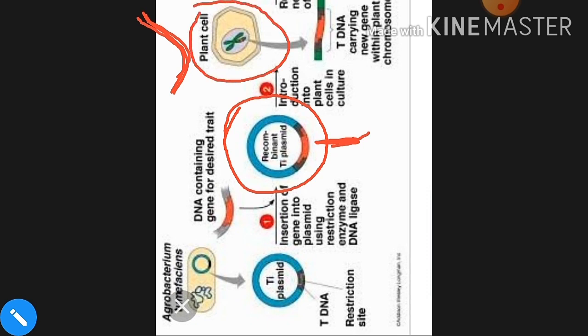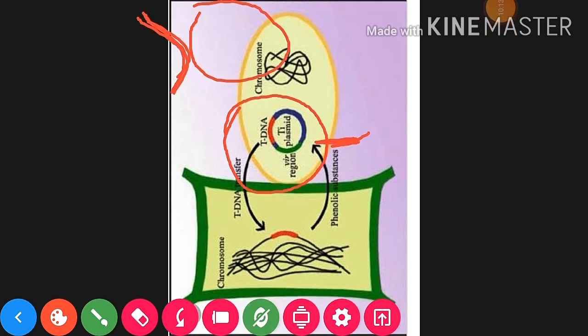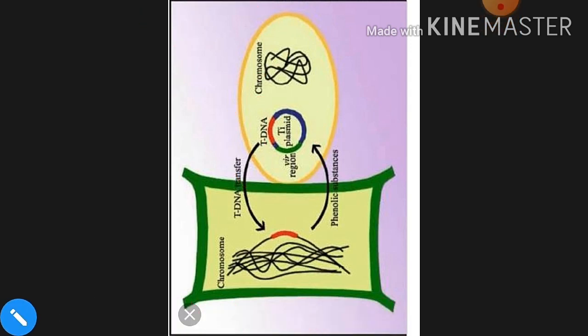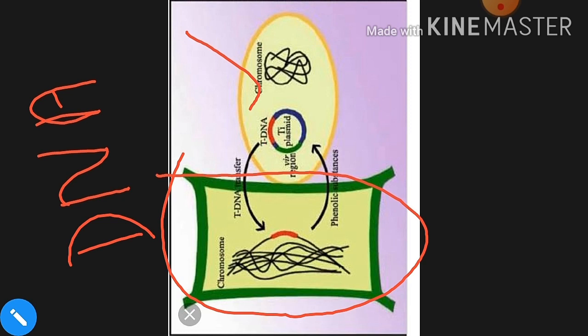Now you can see here how the desired DNA is transferred into the plant cell. Okay, this is the way of transferring, how the TI plasmid transfers its desired DNA into the plant cell. So suppose that this is the bacterium. Okay, this is the bacterium, and that bacterium will transfer this tDNA into the plant cell.